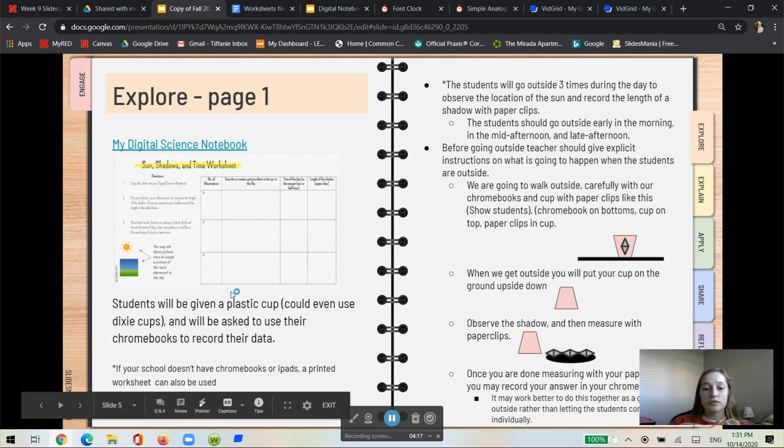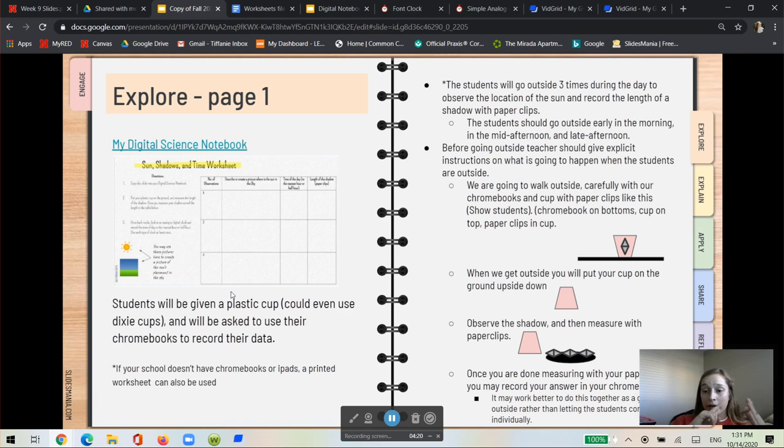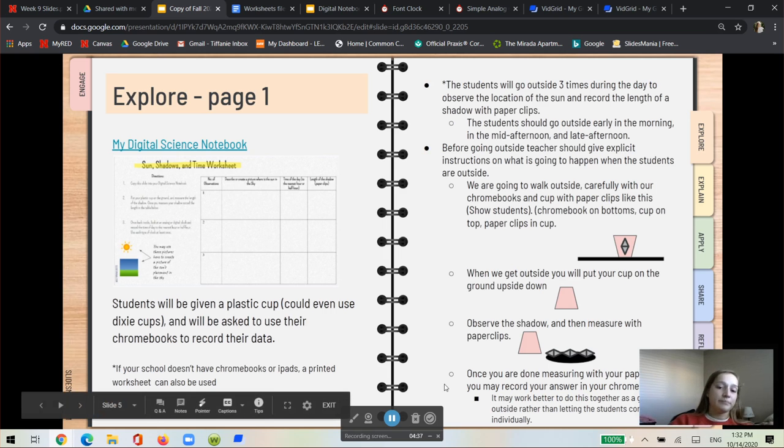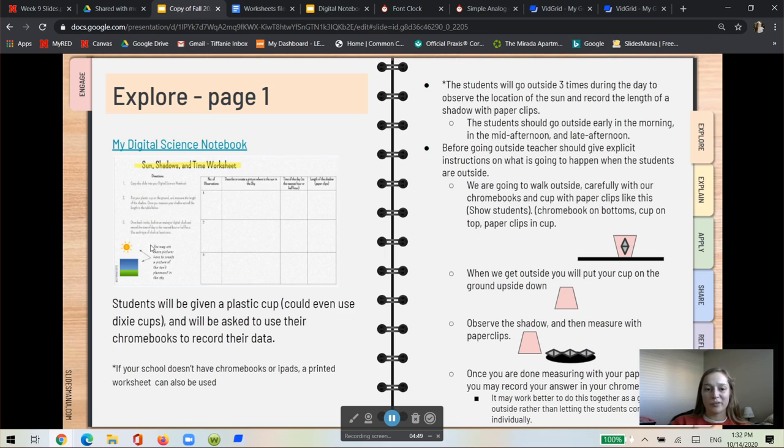But for this section, the students will have a Chromebook, a plastic cup, and paper clips. I would give them maybe 20 to 25 paper clips. They probably shouldn't need more than 20, I wouldn't guess, but I have not actually done this on my own, so I wouldn't know. I have an asterisk here: if schools don't have Chromebooks, they can definitely do this on a normal sheet of printing paper. This was my way of incorporating technology into this lesson. I thought it would be an interesting and fun way to do so.